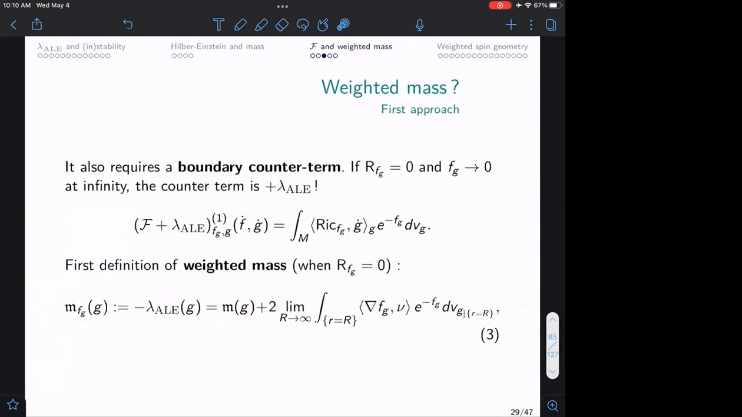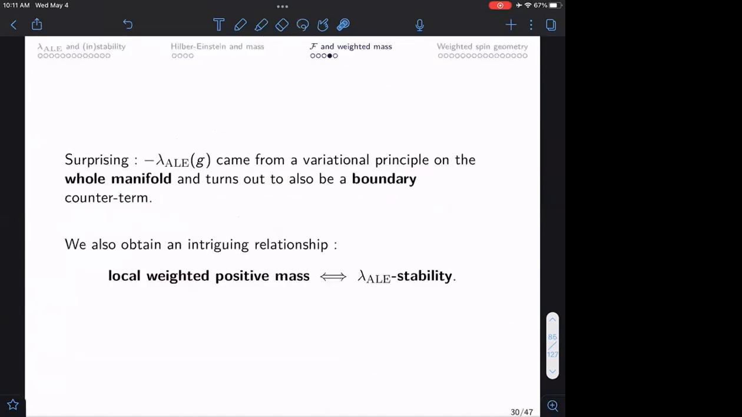And the way you prove it is really by looking at this difference and differentiating. And that's what you get, really. I'll try to motivate it from another point of view, but that's the first way to define mass if you want. And the weighted mass in this context becomes this formula. That's surprising because remember, lambda ALE was coming from a variational principle on the whole manifold. It's not a boundary term, but it's also equal to a boundary term by some integration by parts. And it turns out to be the right boundary counterterm, surprisingly. There is also an intriguing relationship that weighted positive mass is equivalent this time to lambda ALE stability, because the weighted mass and lambda ALE are equal up to a sign.